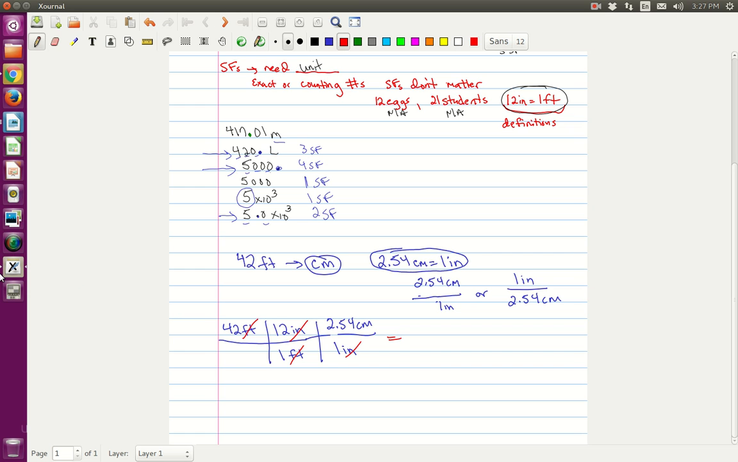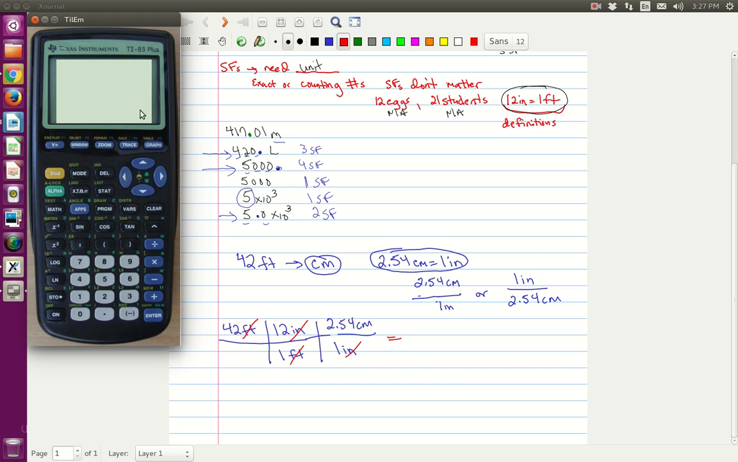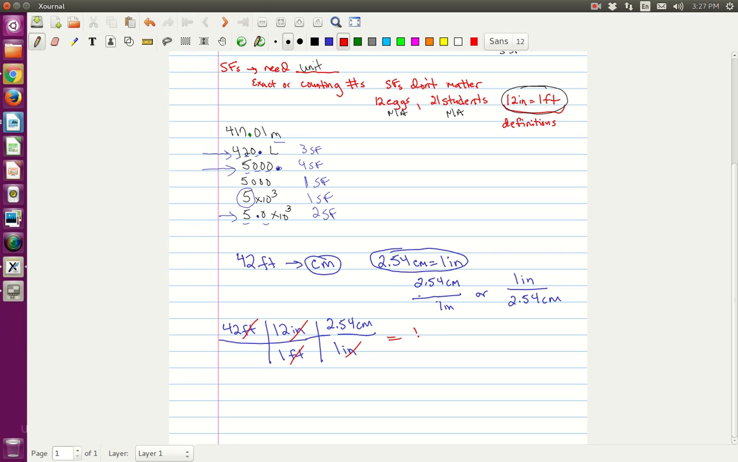So I'm going to pull my calculator up over here and turn it on and do the math. I have 42 times 12 times 2.54. And that gives me 1280.16. This is my raw answer with centimeters.